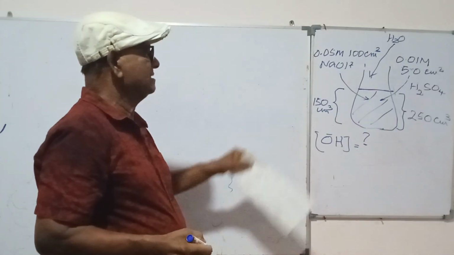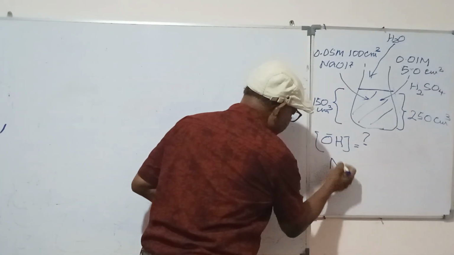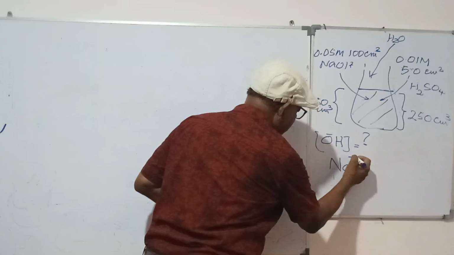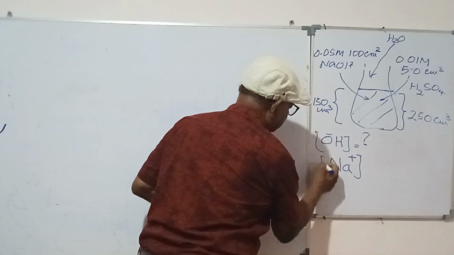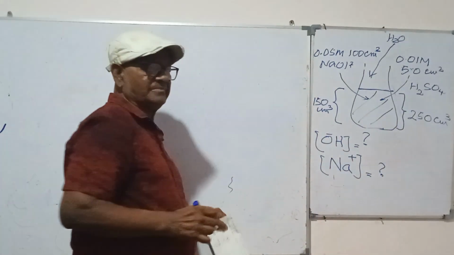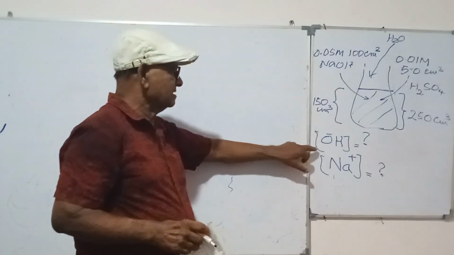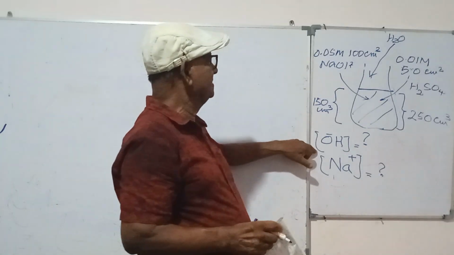Final OH minus concentration, and the Na plus ion concentration of the final solution. These are the factors we have to calculate.